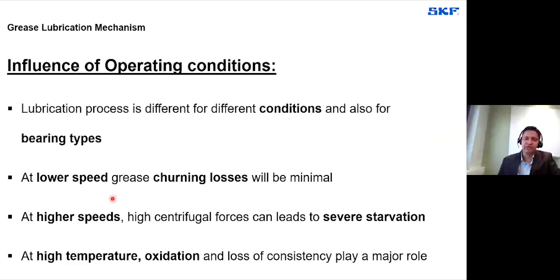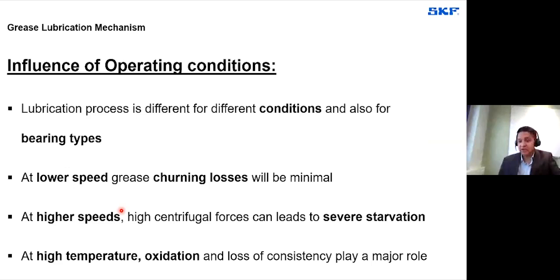For example, from the condition point of view, if your application is at a lower speed, then you can completely neglect the impact of grease churning losses. And if you have a higher speed application, then you have large centrifugal forces that can push the grease from the contact towards the side, such that in a short period of time you can enter a severe starvation situation. In the same way, at higher temperature, oxidation or loss of consistency plays a major role in defining the grease performance.